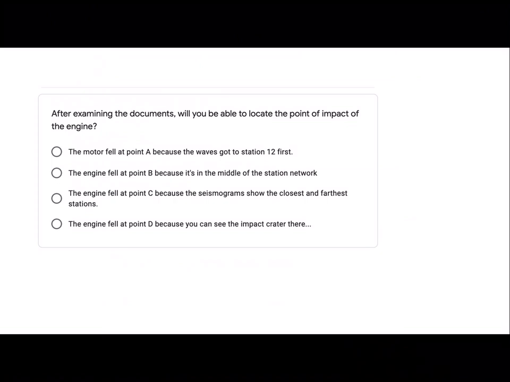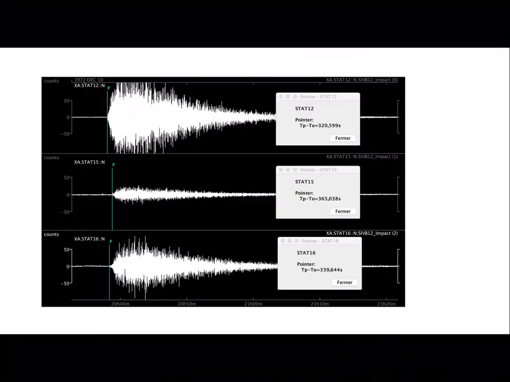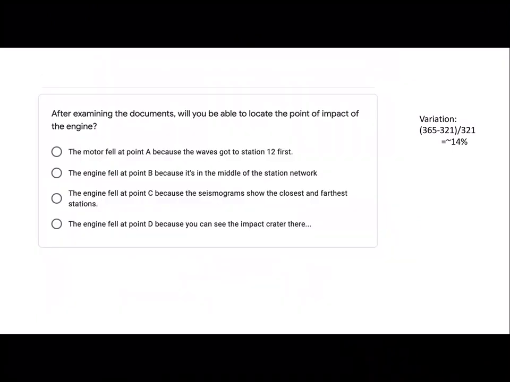Okay, so on Tuesday we learned that during the Apollo mission, the astronauts put several seismic stations on the moon. So you were given those records of the impact of Saturn 16 on 3 stations with their arrival time of the P wave. And what you have to notice is that the arrival times are very similar between the 3 stations. There is a variation of about 14%. So from the 4 locations proposed, the most probable is location B, because that's the only one that is somewhat in the middle of the station network.